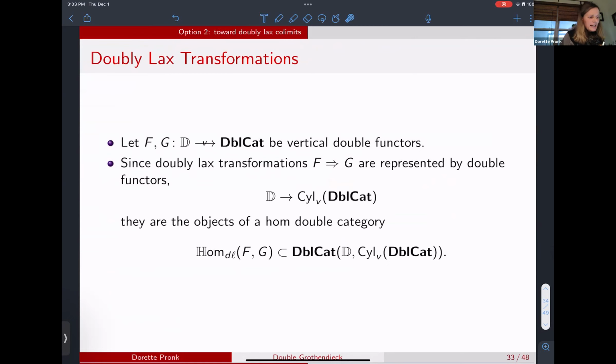So if F and G are two vertical double functors, lax transformations are represented by double functors, which means that I have horizontal and vertical transformations between them and the modifications. So I have a whole HOM double category that is sitting inside the double category of double functors, etc., from D to the cylinder double category. And so of course, only the parts that have the right domain and codomain at the top and the bottom.